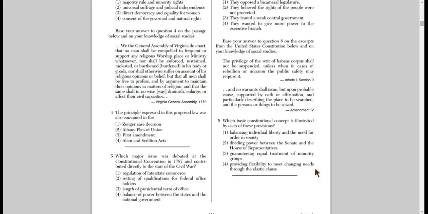All right, welcome back. So if you had trouble with this question, maybe you could do process of elimination. And so we're talking about the privilege of writ of habeas corpus, which means you can't just be thrown in jail without any further action by the government. And then you have search and seizure here. So hopefully maybe you got rid of 2 and 3, because we're not talking about the difference between the Senate and the House of Representatives. And then this doesn't mention anything about minority groups. But the right answer is number 1, balancing individual liberty and the need for order in society. And so that's where you get both Article 1, Section 9 and Amendment 4.